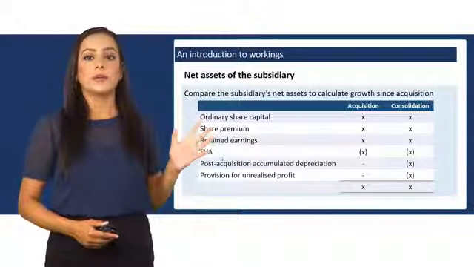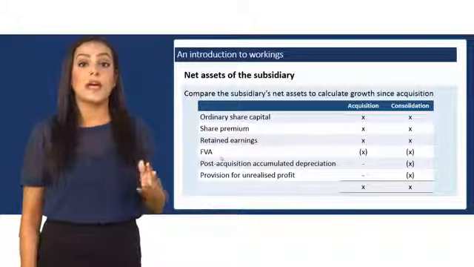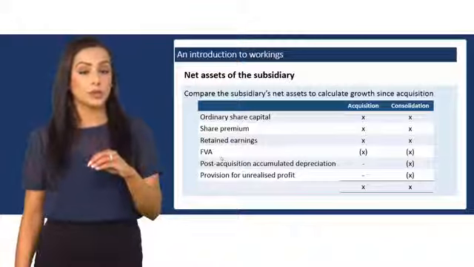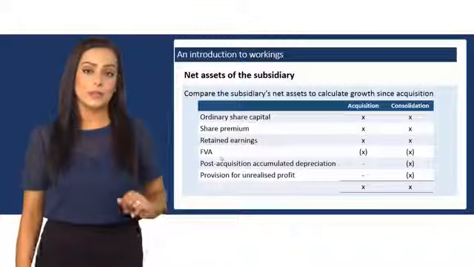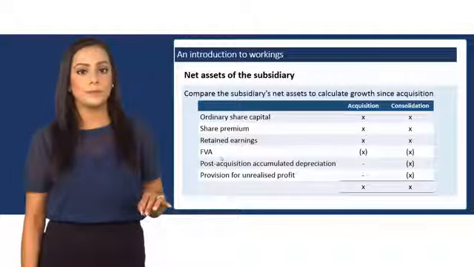So we add down both columns, and these totals are very important because we're going to be using these totals to help us calculate the next three workings for goodwill, NCI, and retained earnings.